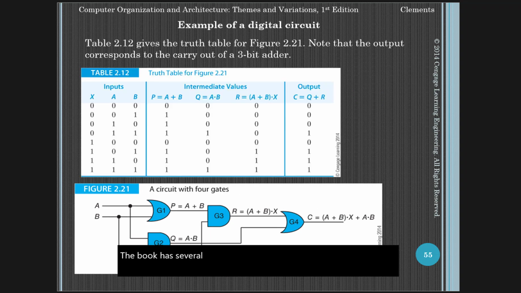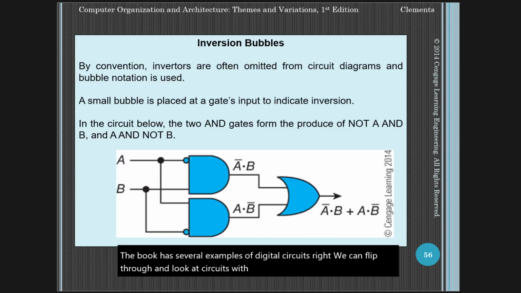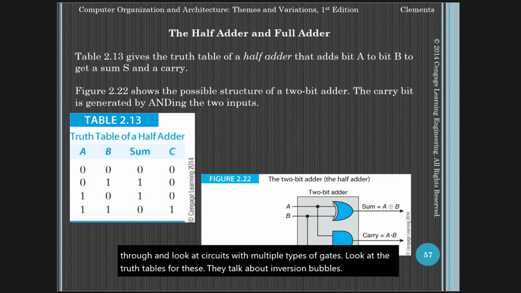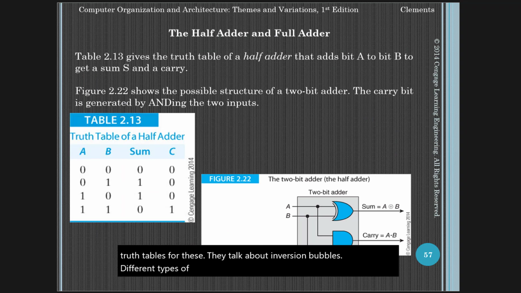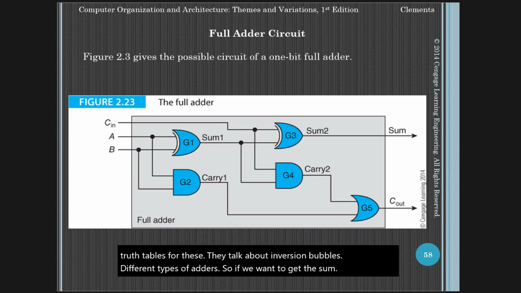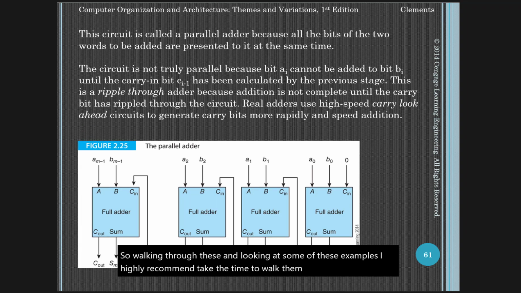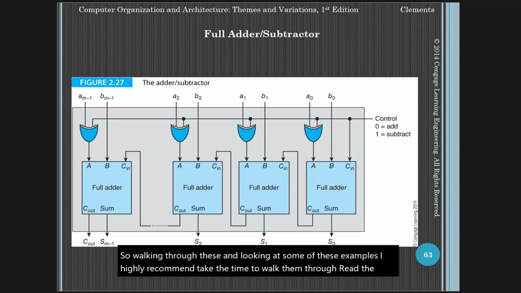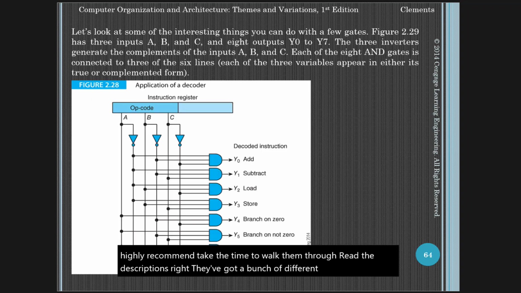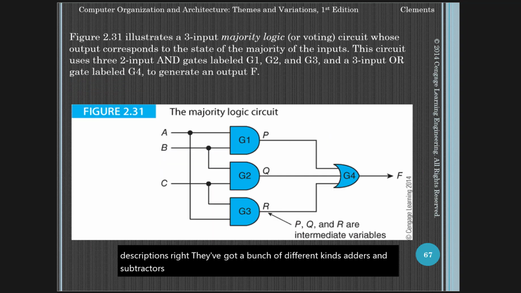Now, the book has several examples of digital circuits, right? We can flip through and look at circuits with multiple types of gates, look at the truth tables for these. They talk about inversion bubbles, different types of adders. So if we want to get the sum. So walking through these and looking at some of these examples, I highly recommend take the time to walk them through, read the descriptions, right? They've got a bunch of different kinds, adders and subtractors, etc.